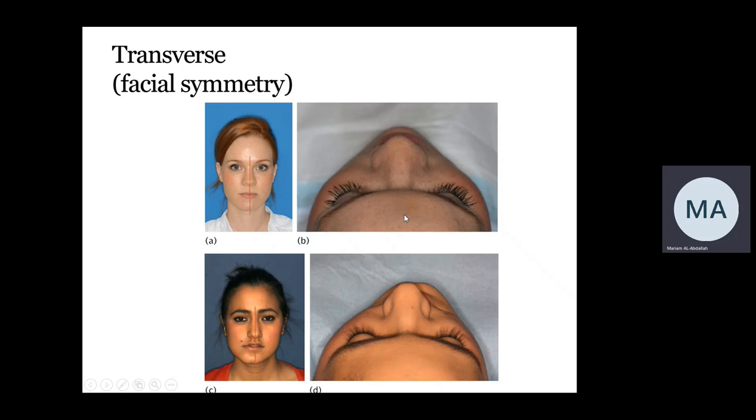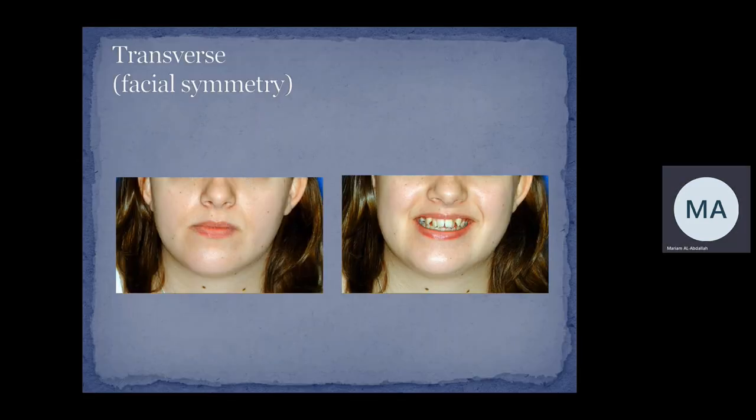Okay, so we look at the general symmetry of the face. As you can see here, we have a beautifully symmetrical face. For this patient here, there's a problem with the chin, and the chin is deviating to the right. Again, this patient has facial asymmetry with the chin deviating to the right.